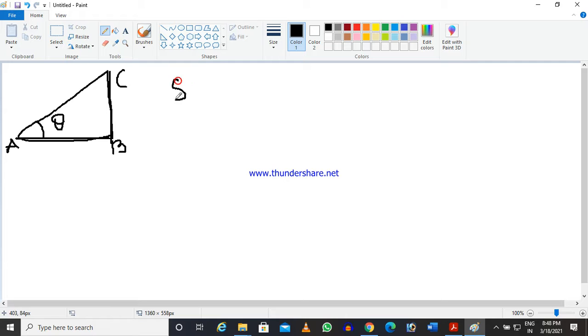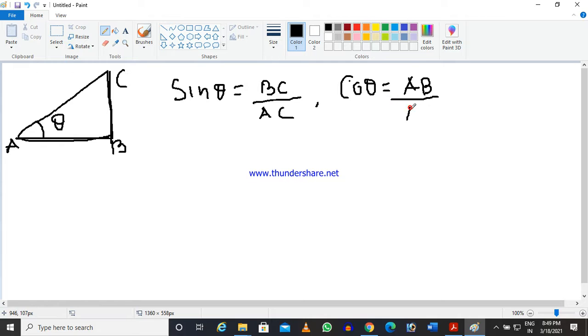So now the notation: sin theta is nothing but opposite side by hypotenuse, that is AC, and cos theta is equal to adjacent side, which is AB, by hypotenuse, and your tan theta is equal to opposite side by adjacent side, which is AB.